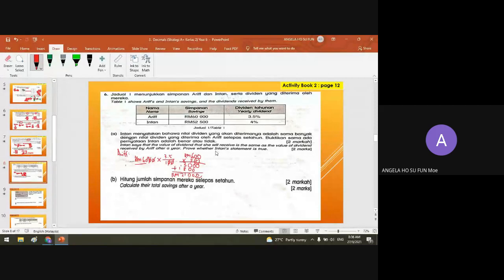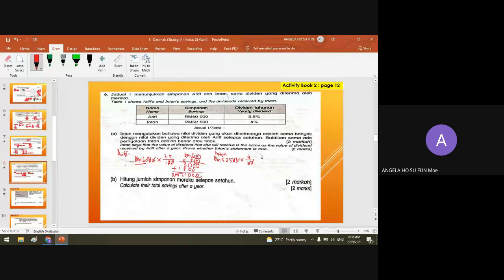Next, how about Intan? Now Intan here, we write down here Intan. Intan gets her money less than Arif's money, but her dividend is more. Then we have to compare whether you get the same or not. So Intan only put 52,500. Multiply by how many percent? The bank gives her 4%, right? So I cut 20 with 20 here.